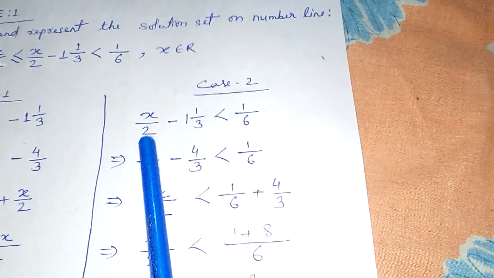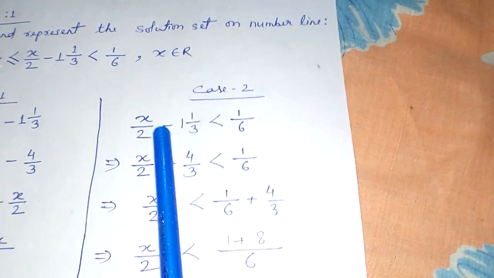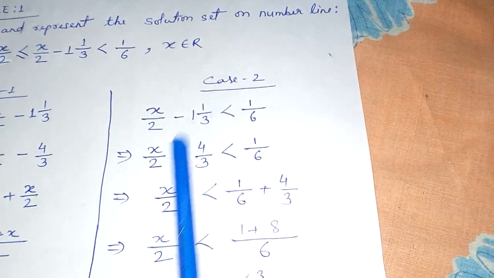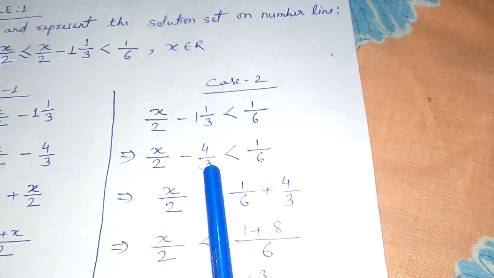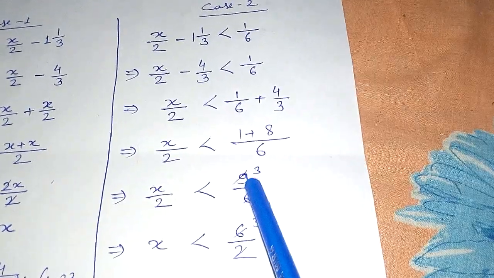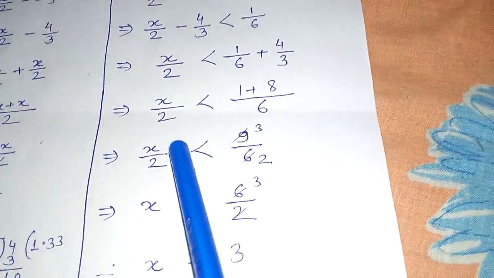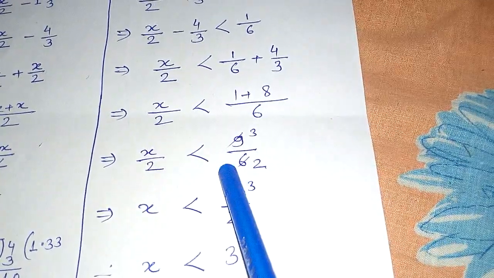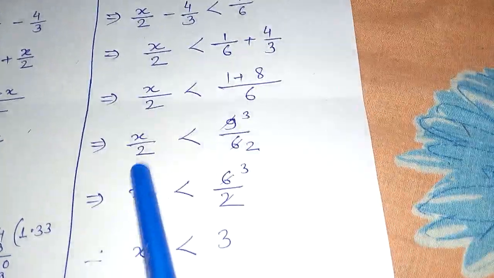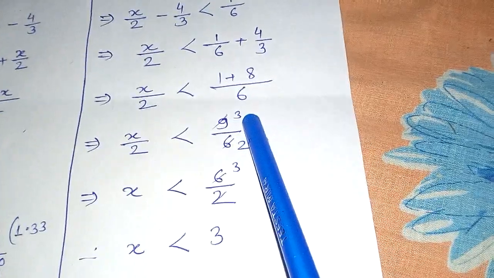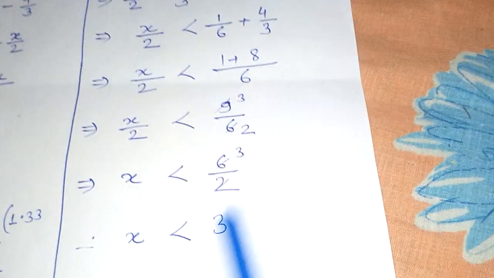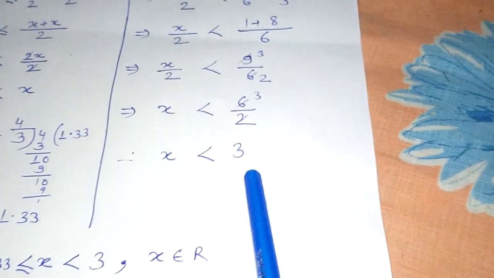In case 2 I need not shift x by 2 to the right hand side, because it is already in positive form. So it will remain in the same place. In this case 4 by 3 will shift that side. After LCM you can see 9 by 6, and we can simplify, and finally we got x by 2 is less than 3 by 2, and this 2 will go and multiply with 3, 2 threes are 6. Finally x is less than 3.